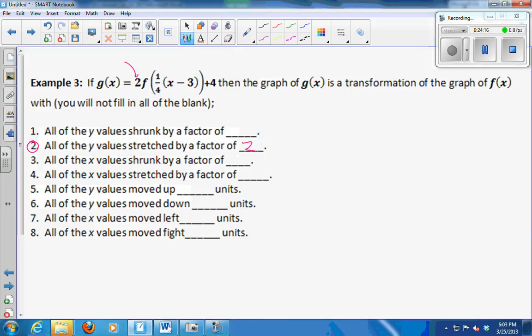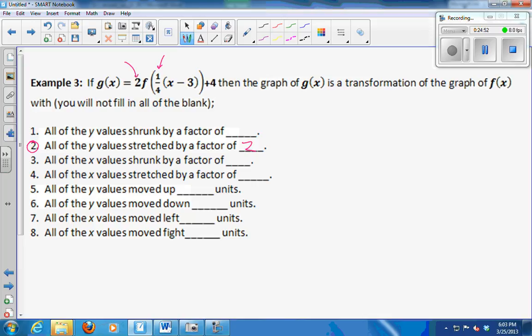All right, now let's look at the 1/4 on the inside. Oh, I just told you. Is that inside or outside? Inside, right? So an inside change, a change to the input, is a vertical or horizontal? Horizontal. So I have a horizontal change. That 1/4 is being multiplied by the input. So it's either going to be a stretch or a shrink, right? Multiplication is a stretch or a shrink. So I have a horizontal stretch or a shrink, which stretch, right?